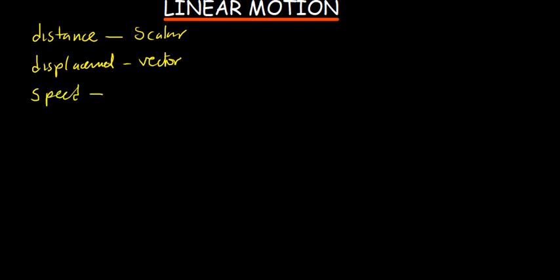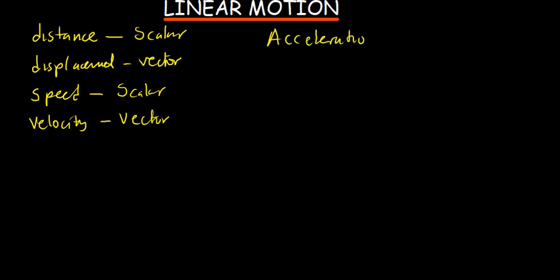which I've said is the rate of change of distance with time, and because it doesn't have direction, this is a scalar. And then we've talked about velocity, which I've said is the rate of change of displacement with time, and so it is a vector because it has got direction. Now we are talking about acceleration, which we've said is the rate of change of velocity with time, and we have said acceleration is given by final velocity minus initial velocity divided by time.